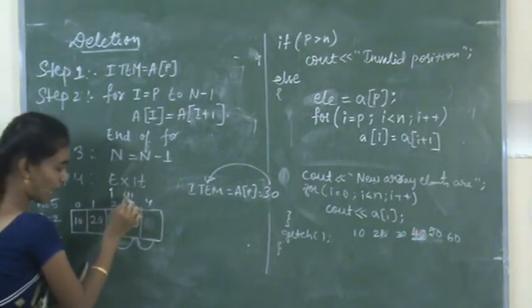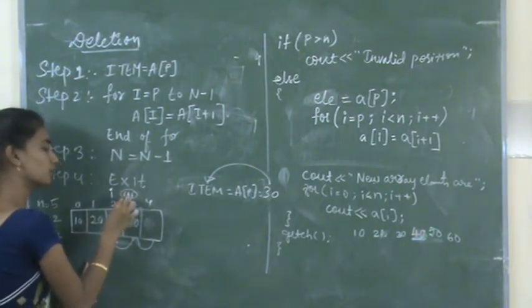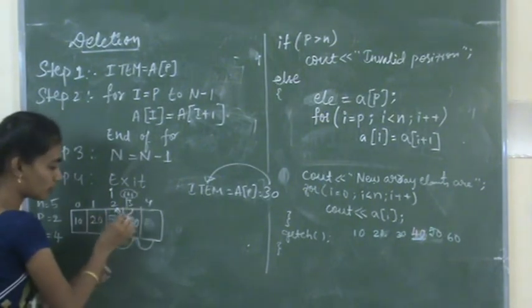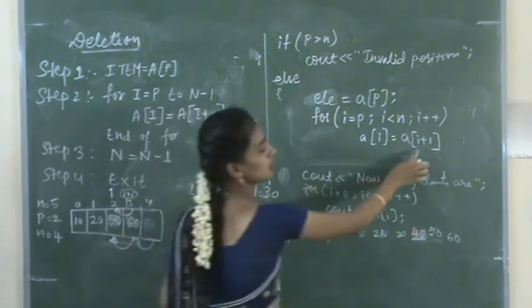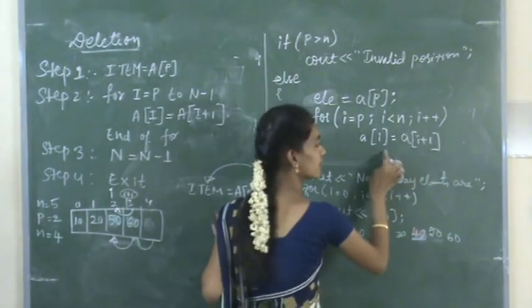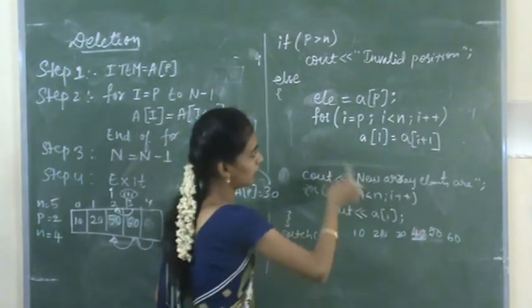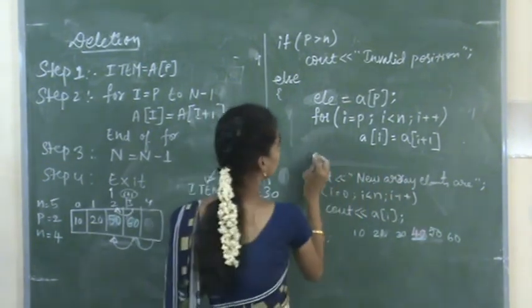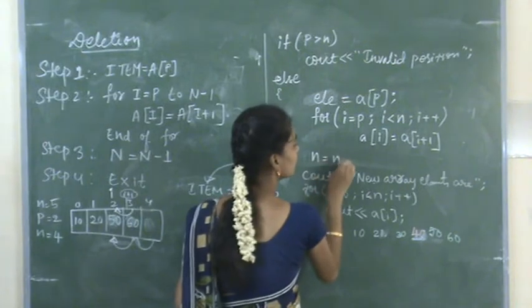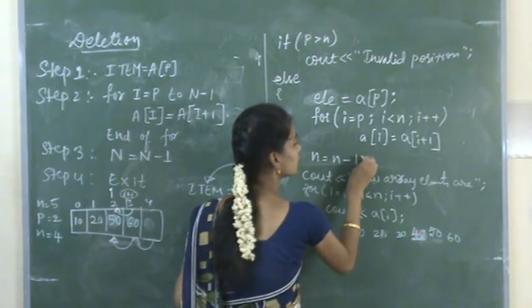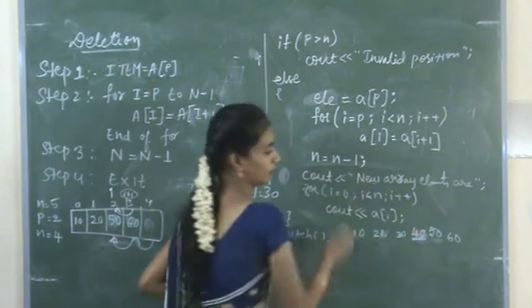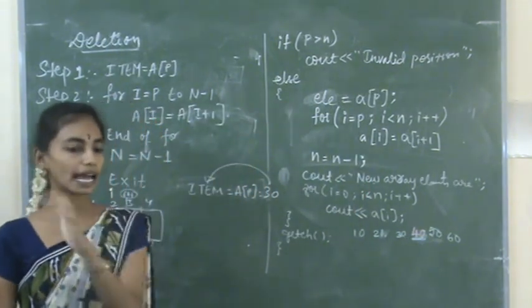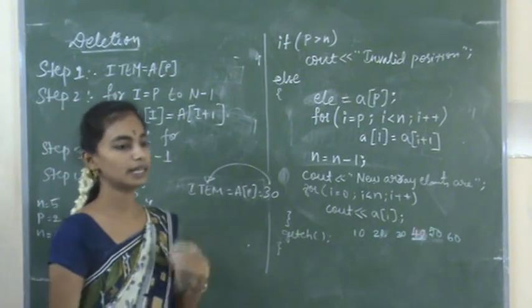So I am shifting the i plus 1 position value to the i position. So I am shifting from here to here. That is, A of i plus 1 is assigned to A of i. Right. After this it will end the loop. So again we need to decrement the n value, right? So n becomes n minus 1. Okay, so this is the code we are using to delete an element in an array.